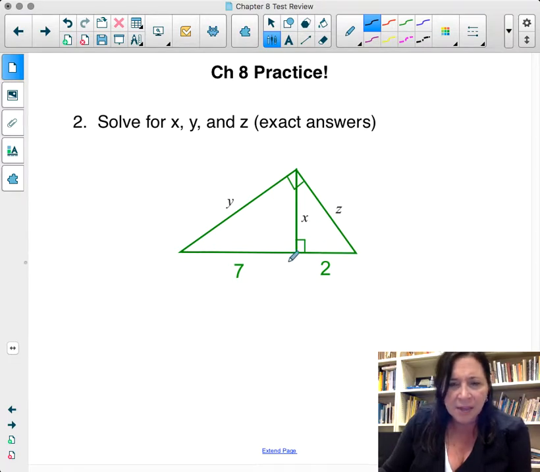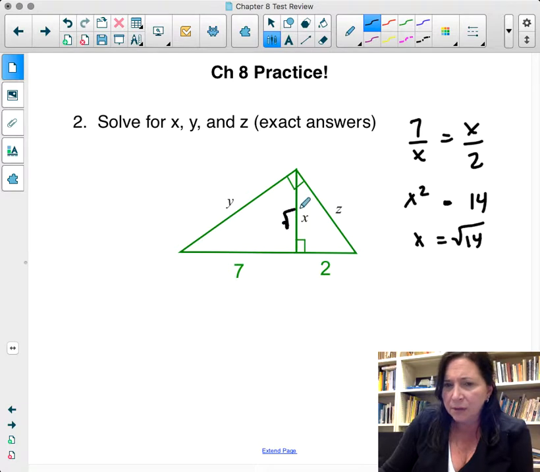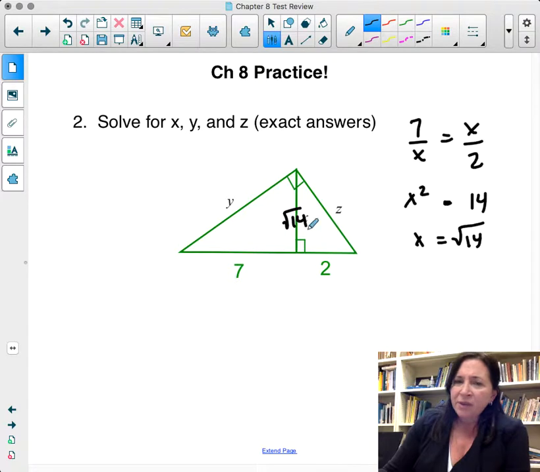To find x, we're just going to go base is to height as height is to base. So that one, 7 is to x as x is to 2. Base is to height, height is to base. And so now we have x squared is equal to 7 times 2, which is 14. So x equals the square root of 14, and you can't reduce that. So that's it. At this point, because I know the Pythagorean theorem, I could find y and z. That's up to you. If you want to use like hypotenuse, leg, etc., you can do that as well. I'm just going to use Pythagorean theorem for this.